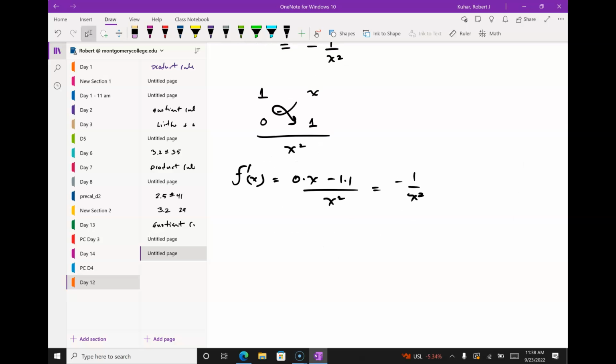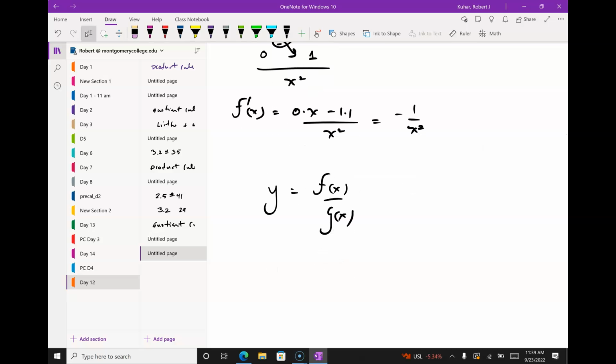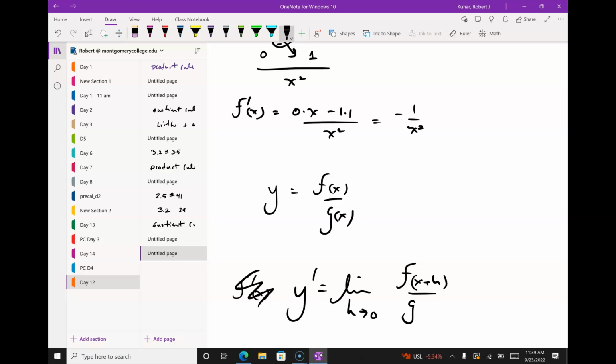And I guess you would kind of see, if I started that proof, y equals f of x over g of x, you're going to see when you start the proof that you'll get the g squared, right? Because y prime is the limit as h goes to 0 of f of x plus h over g.